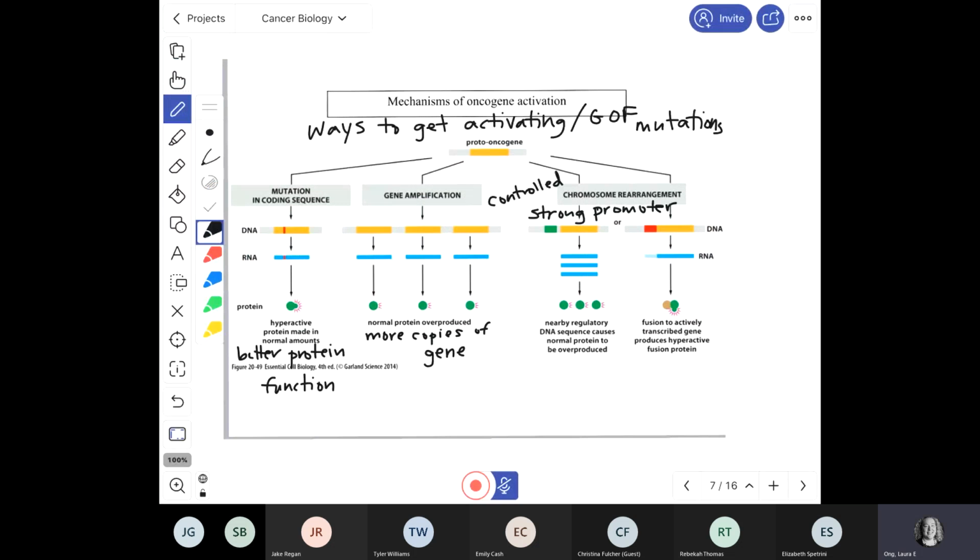Let's put this one in parentheses. For this class, knowing these 3 ways is good enough. This one takes longer to explain, and I don't want to spend the time today.